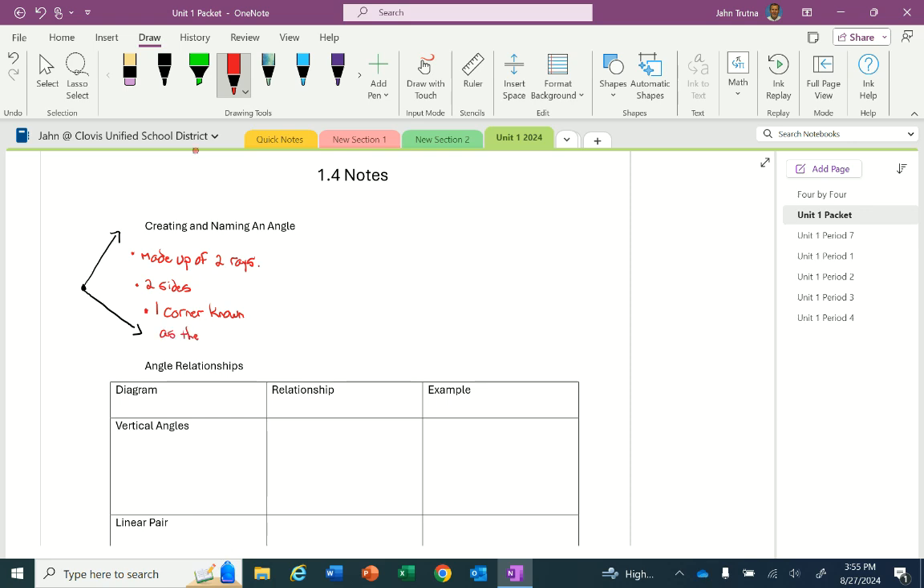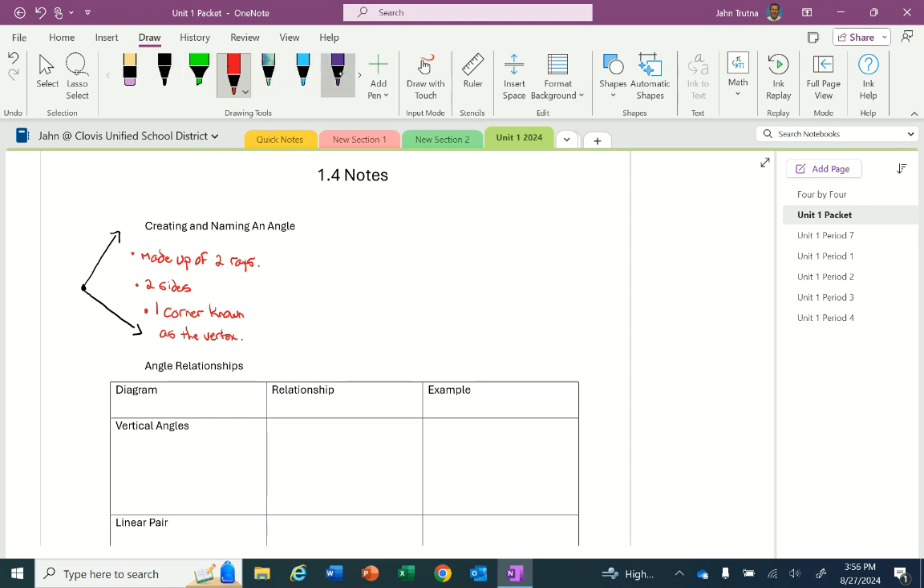Okay, so whenever we have an angle, we're going to make up an angle by drawing two rays. The two rays have to start from the same point. That means it always has two sides to it, and it has one corner, and the corner is what is known as the vertex. Okay, so that's how we create an angle. Now let's go over how do you name an angle.